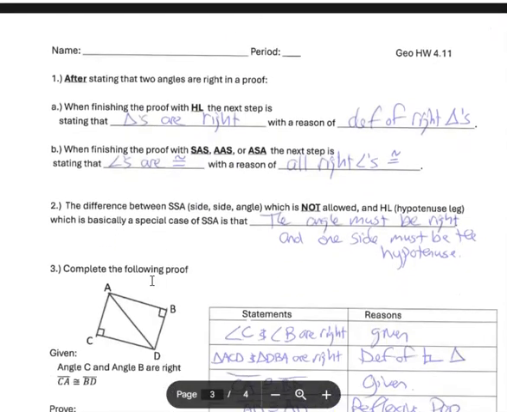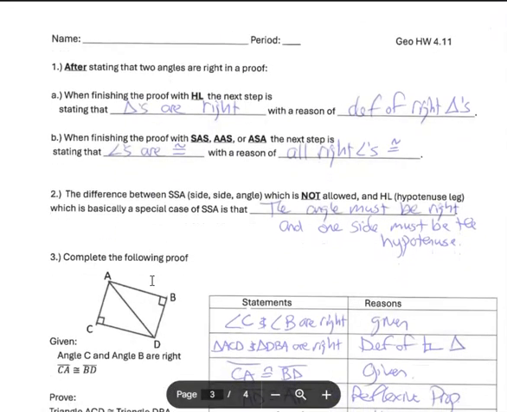Now, for the homework. After stating that two triangles are right in a proof, when finishing the proof with HL, after you state the two angles are right, then you would state the triangles are right by definition of right triangles for HL. For anything else, you would say the angles are congruent by all right angles are congruent.